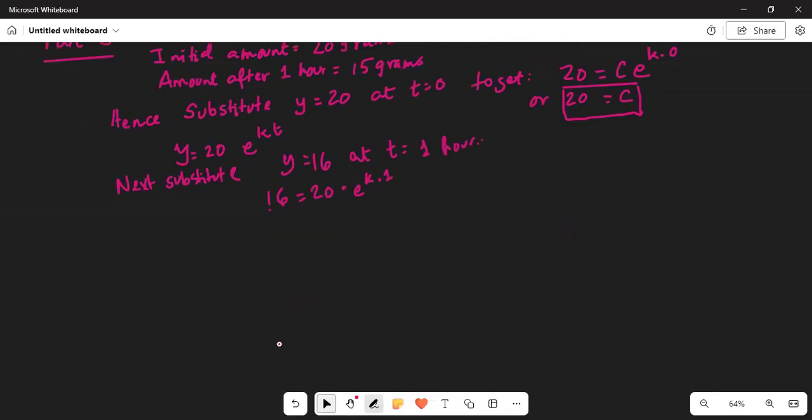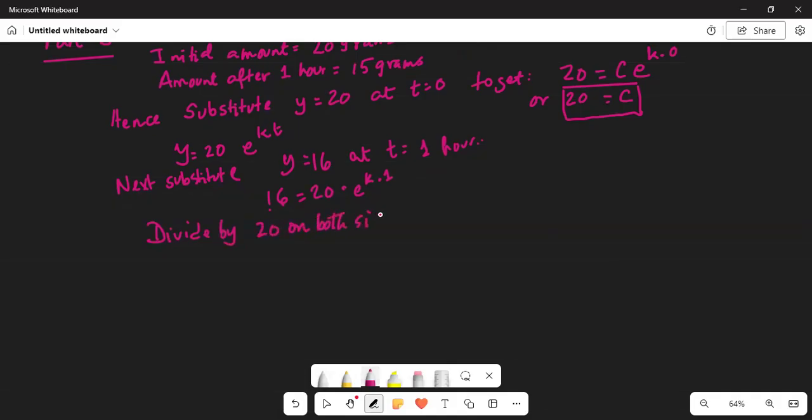Divide by 20 on both sides to get 16 divided by 20 is equal to 20 divided by 20 e to the power of k, or e to the power of k is equal to 16 over 20, which simplifies to 4 over 5.